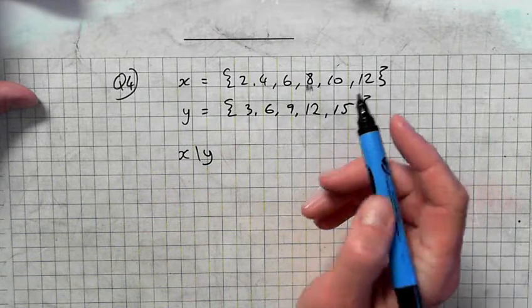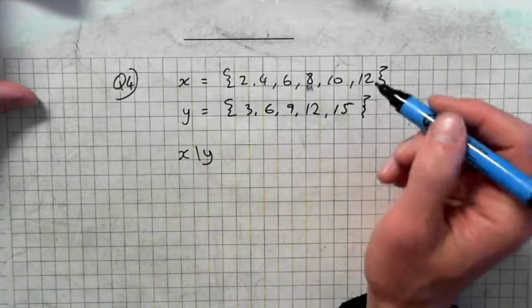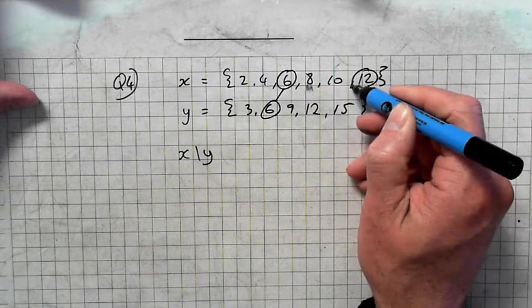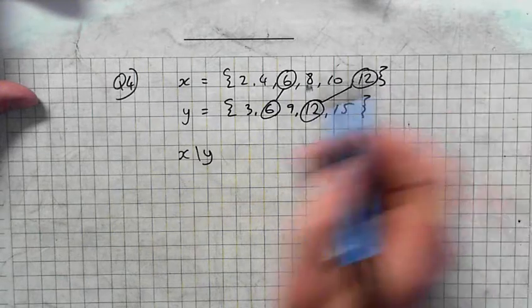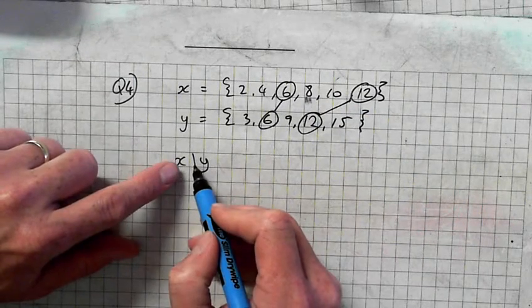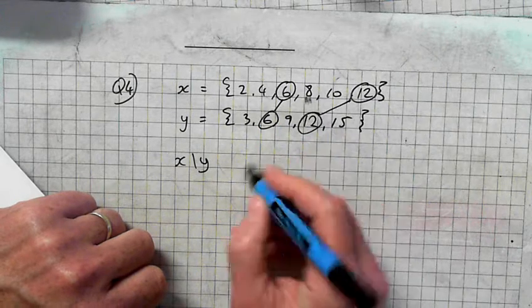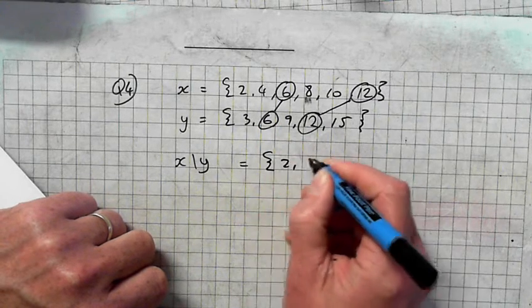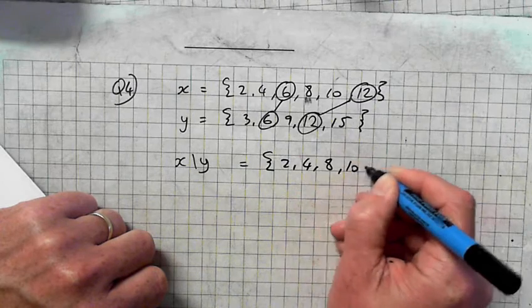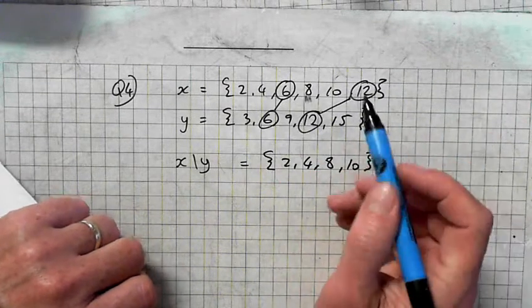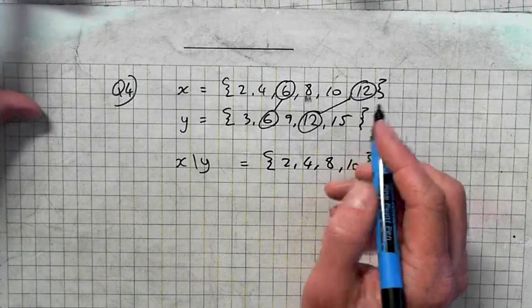X without y. So the first thing we need to do is find what's in common. 6. Always do first of all what's in common. Alright, so we want x but we don't want any of y. 2, 4, 8 and 10. Is that easy? What's the clue? First, write them out. What's in common? Always.